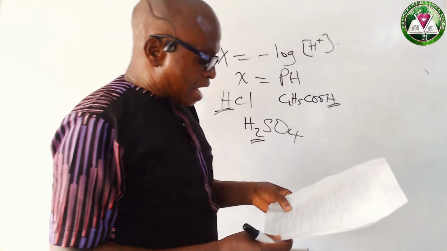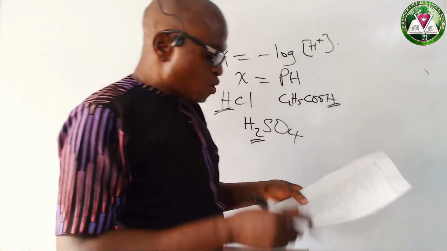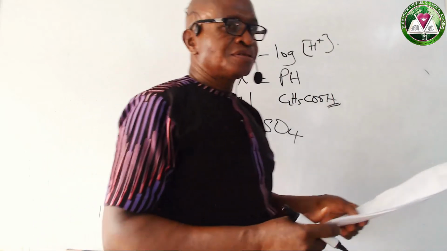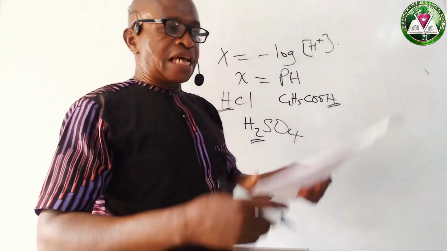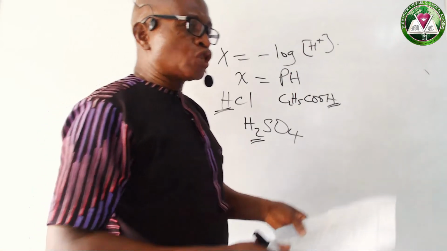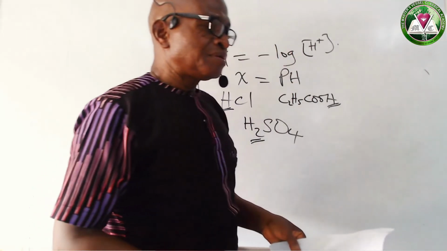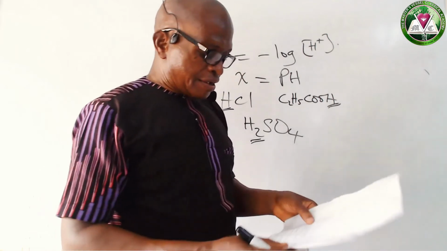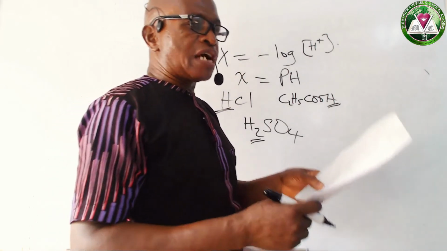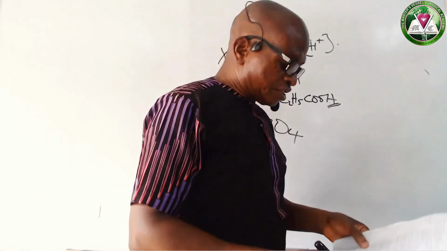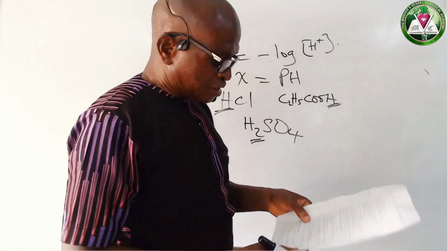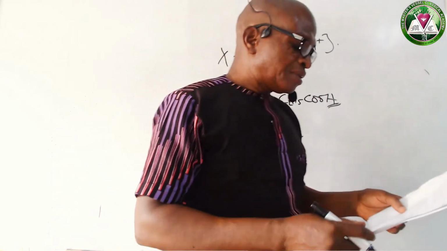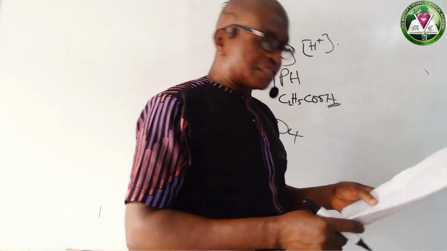Then number 29 says, a weak acid is one which... The definition of a weak acid is an acid that undergoes partial ionization, while a strong acid is an acid that undergoes complete ionization in aqueous solution. Based on that definition, you can see that the answer is B. A weak acid is one which is slightly ionized.